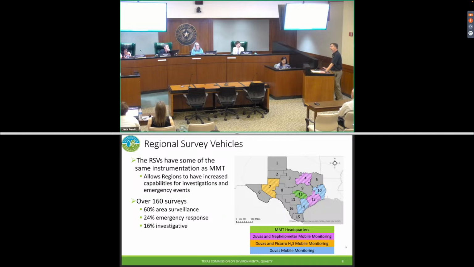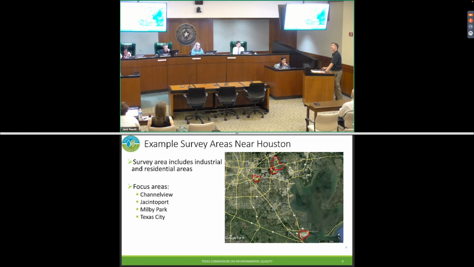And I have a map here pulling up. There it is. Here's an example of some areas where we deploy in the Houston area on a regular basis, monthly to quarterly, bi-monthly as need arises. We'll send a vehicle out and do transits in these areas, just looking for emissions, and if we see something of concern, that's usually a cause for further investigation.